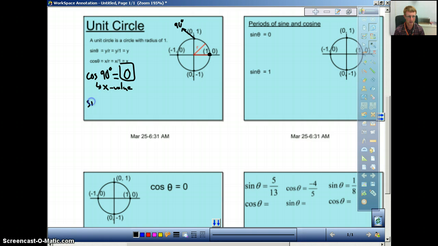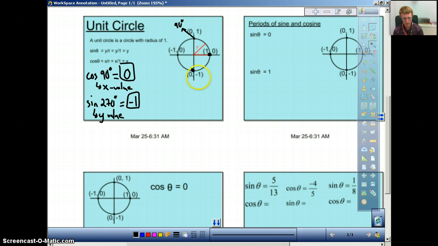Okay, let's look at a different one. What about the sine of 270 degrees? Again, sine is our y value. So let's go to 270 degrees. That's 90, that's 180. Down here is 270. So what's the y value at 270 degrees? It's -1.